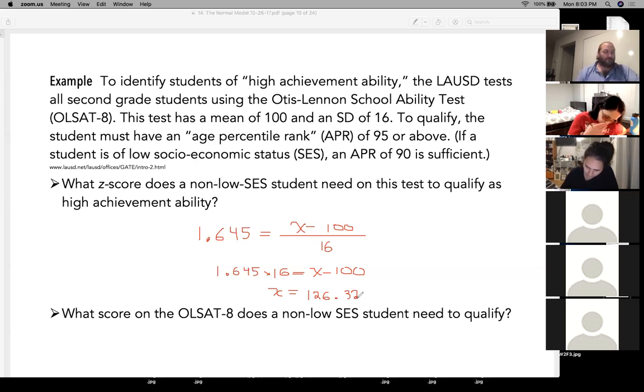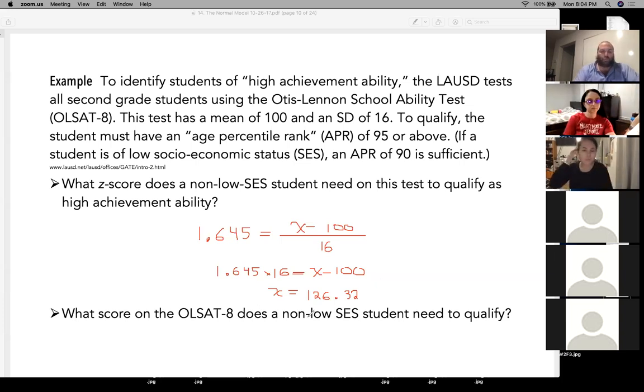Professor, where'd you get the 1.645? I gave you that. The 95th percentile corresponds to 1.645. Fact, memorize it or write it down. So what if you didn't have that z-score table? How would you be able to? Use a calculator. You don't do it by hand.